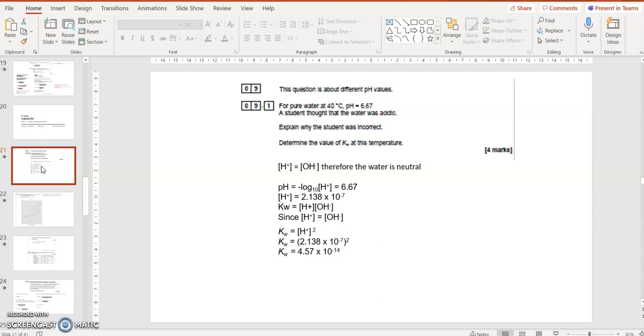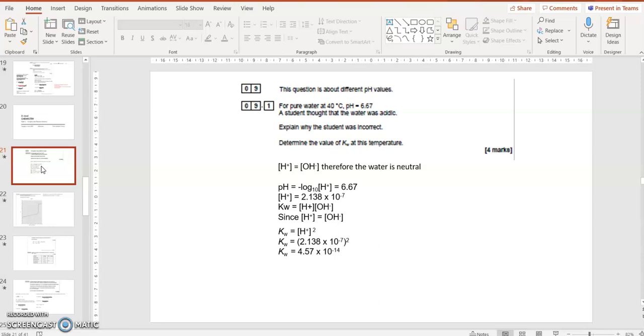What can we do with that? We can work out H+ concentration by inverse logging minus 6.67. 2.138 times 10 to the minus 7. Now, what's it asking me for? It's asking for Kw. Kw equals H+ multiplied by OH- concentration.